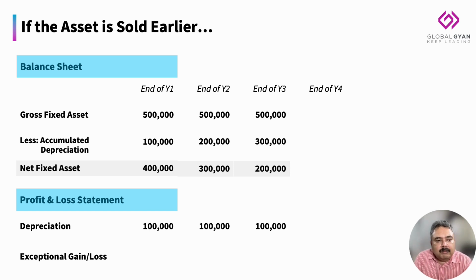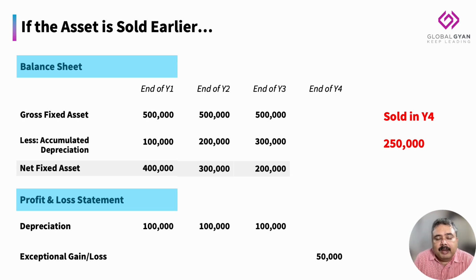Now, let's look at a scenario where the asset is sold earlier, right? Before the useful life is completed. So before 5 years, let's say at the end of year three, we have this situation where the net fixed asset is 200K, and at the beginning of year four, the asset is sold for 250K. So when you sell it for 250K, technically the value of the asset today is 200,000. That's what the balance sheet says, and you sold it for 250.